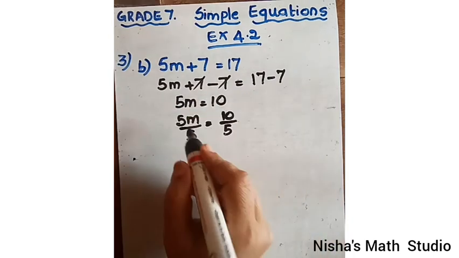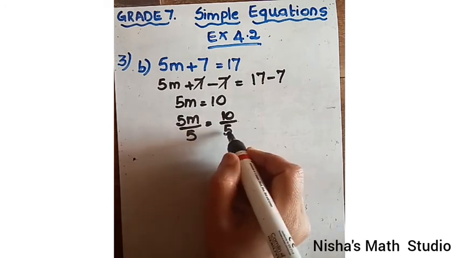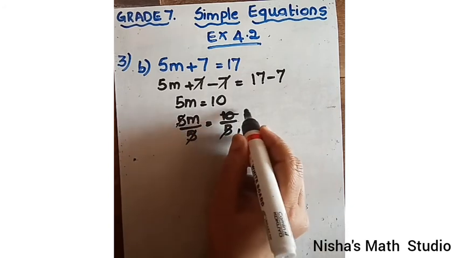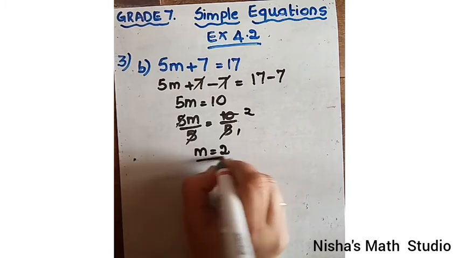Here 5m is to be divided by 5. In order to get rid of 5, 10 should also be divided with 5. 5 get cancelled. 5 1s are 5, 5 2s are 10. Value of m is 2.